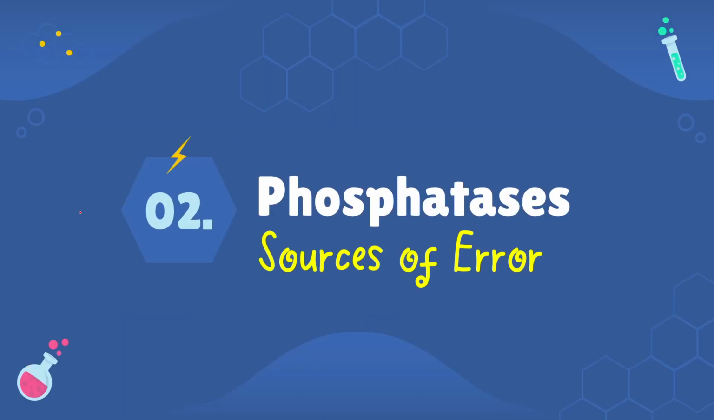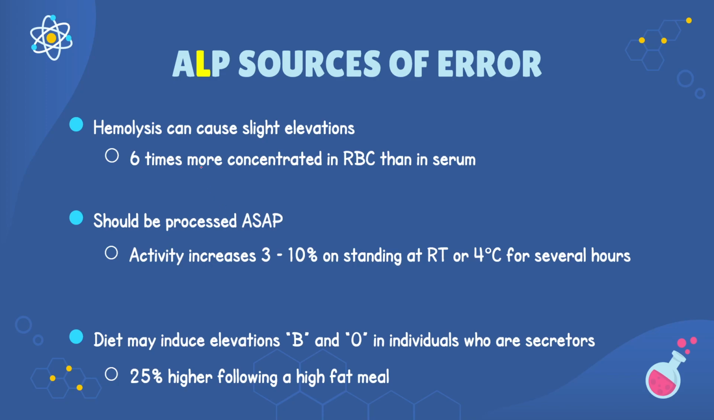So for the sources of error, starting with your ALP. Hemolyzing the sample is not allowed as it may cause slight elevations in our ALP activity. Your ALP is 6 times more concentrated in your red blood cell than in your serum.